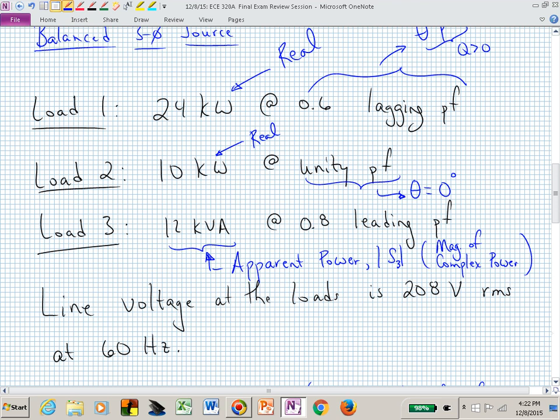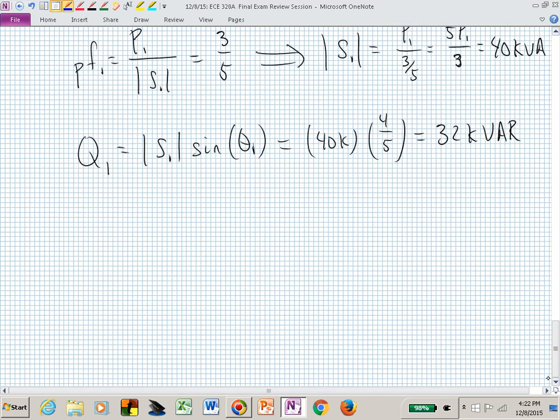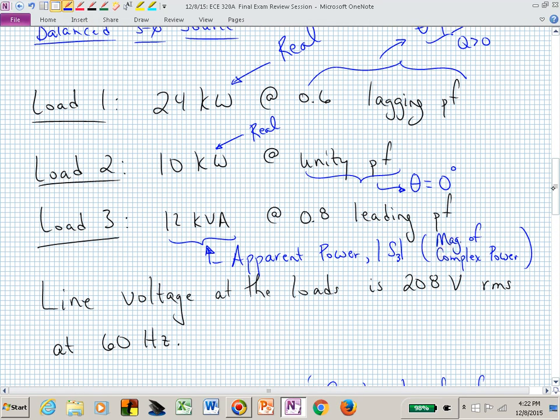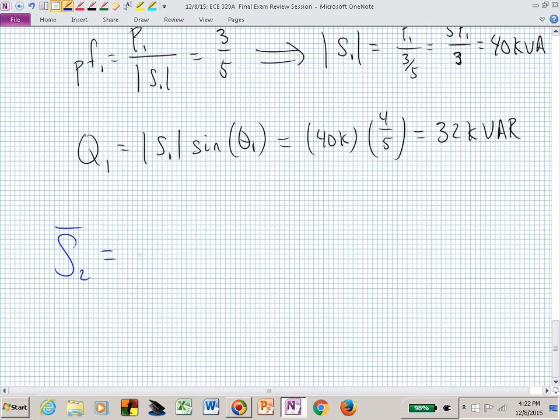But what do we know about the second load? That one's really hard to calculate, isn't it? No. That's just one piece. That's the real part. And that's now 10K plus J0 volt amperes.